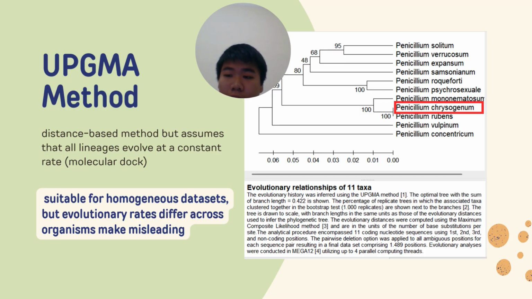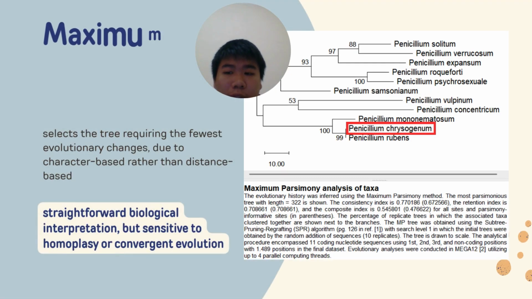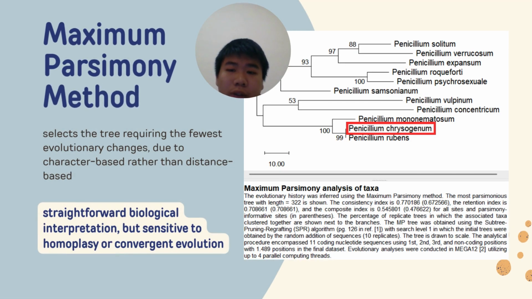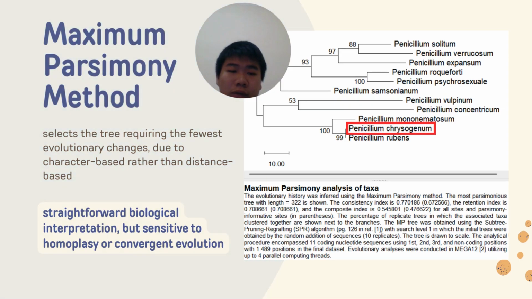clock. This makes UPGMA suitable for homogeneous datasets. However, when evolutionary rates differ across organisms, the resulting tree may be misleading. The final method is maximum parsimony, which selects the tree requiring the fewest evolutionary changes. This method is character-based rather than distance-based. Its advantage is straightforward biological interpretation. However, it is sensitive to homoplasy, or convergent evolution, which may cause similar traits to arise independently.